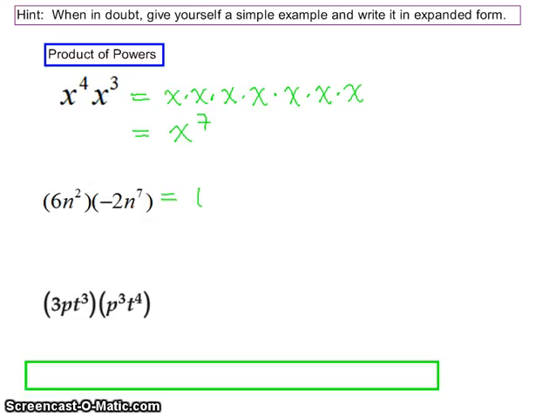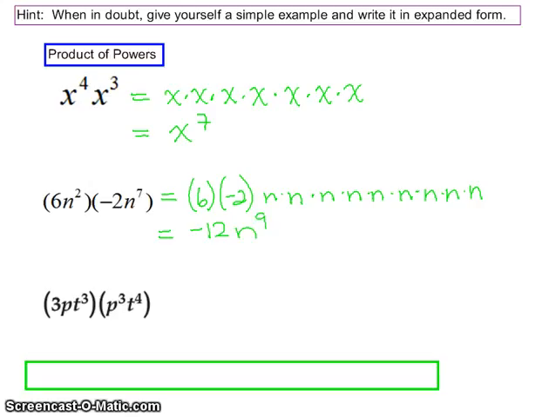Let's try another example and see if we can come up with that rule. We have 6 n squared times -2 n to the 7th. First we multiply the coefficients, and then we have n times n times n times n times n times n times n times n times n. So we have n squared times n to the 7th, and that will give us 6 times -2, which is -12, n to the 9th.